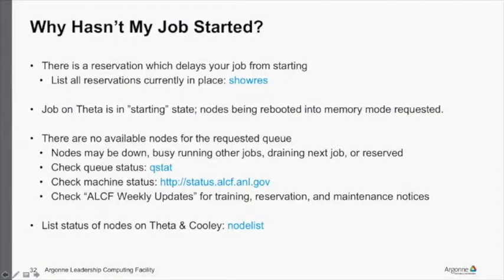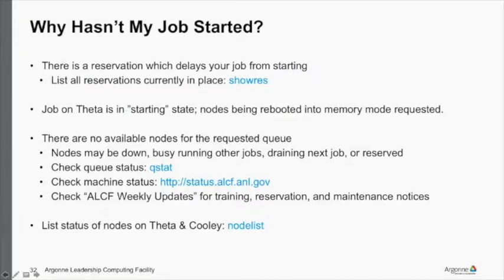So the last few slides are just a very quick look at what to do if you've submitted your job and it just hasn't started yet. A handful of things to consider: maybe there's a reservation in place, and that's why those nodes that you're viewing on the activity page don't seem to be running jobs. You can go to the activity page and look at the reservation tab, or you can use the showres command to see what reservations are currently in place, or which reservations are coming up in the near future.